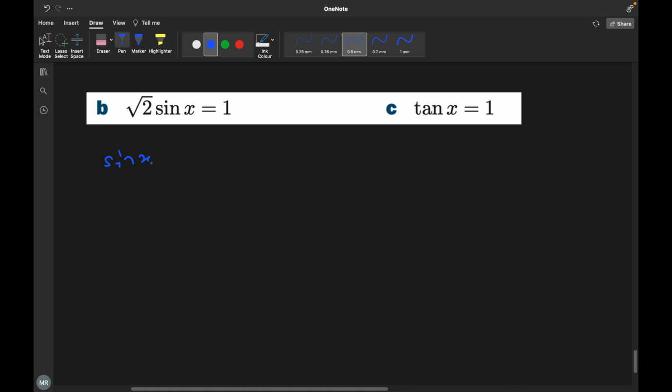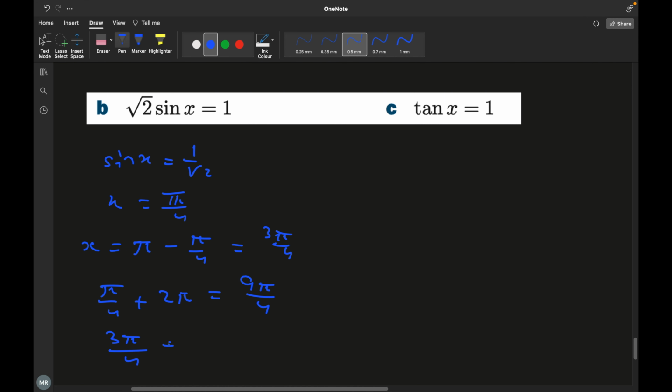We have sin x is 1 by root 2. So sine inverse of 1 divided by root 2 is 45 degrees, which is pi by 4. And now the second value would be pi minus pi by 4, which is 3 pi by 4. Our third value is pi by 4 plus 2 pi, which is going to be 9 pi by 4. And the fourth answer would be 3 pi by 4 plus 2 pi, which is going to be 11 pi by 4. Okay, this is the first, second, third, fourth.